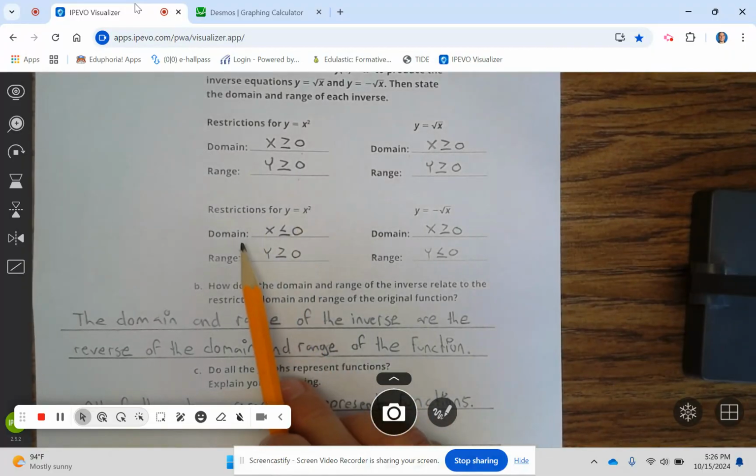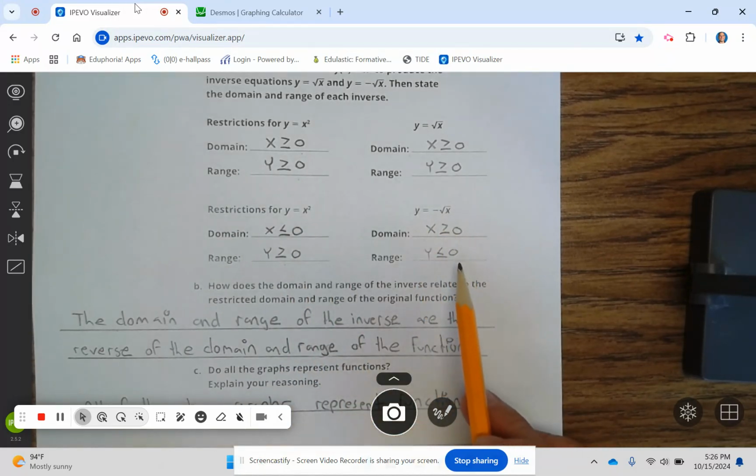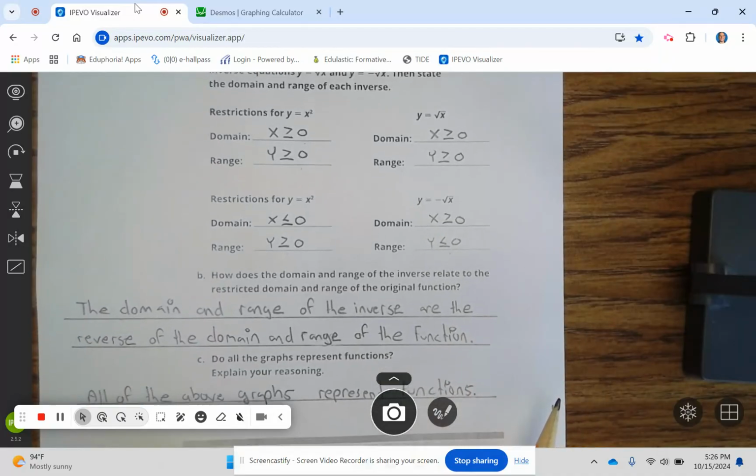Restrictions for y equals x squared: the domain is x less than or equal to 0. The range is y greater than or equal to 0. For y equals negative square root of x, the domain is x greater than or equal to 0. The range is y less than or equal to 0.